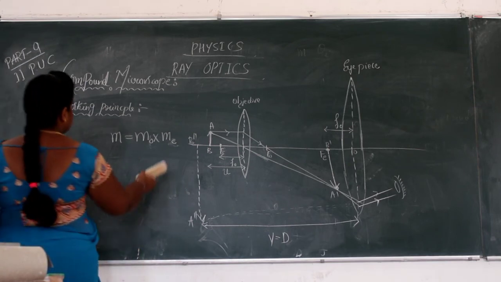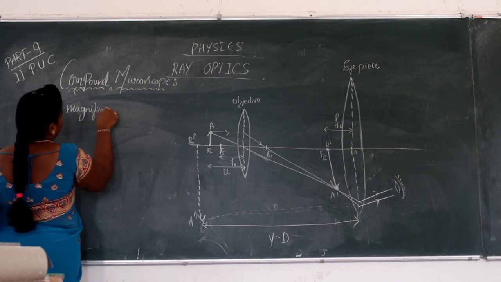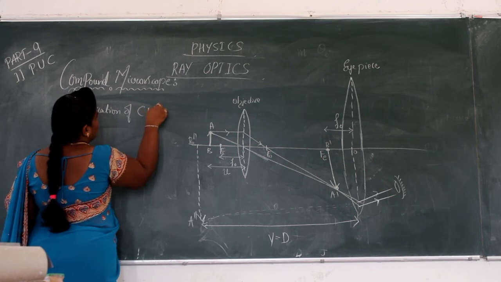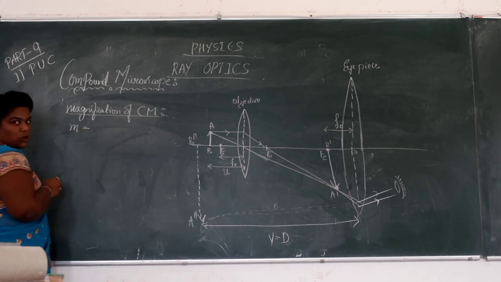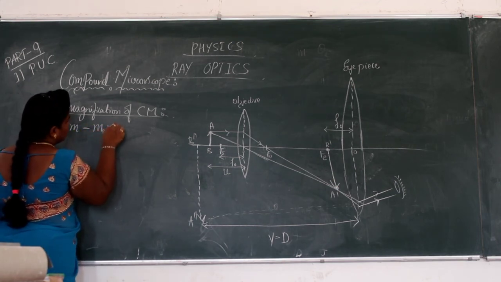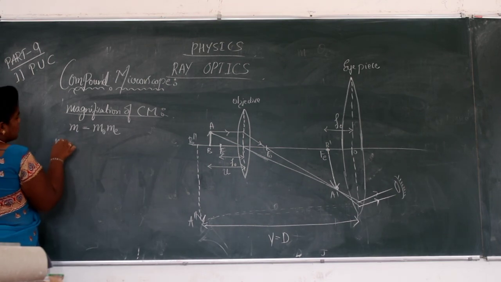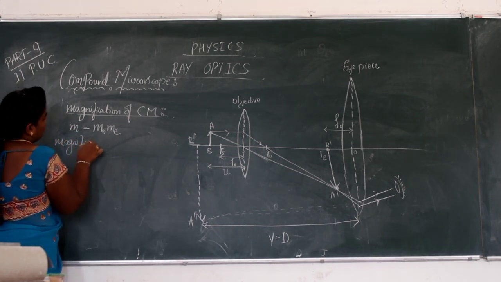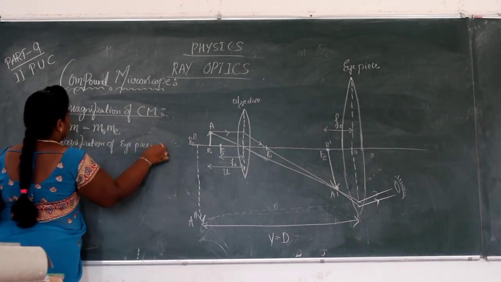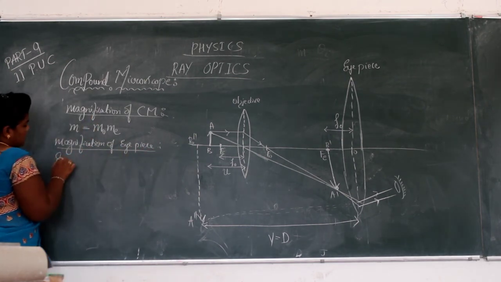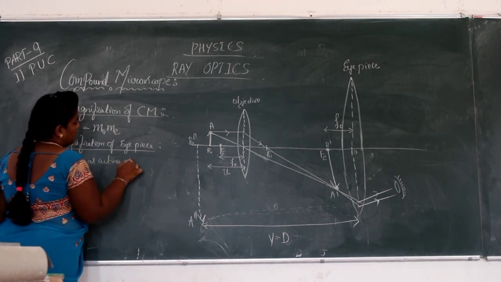Now let us write the magnification of the compound microscope. The magnification of the compound microscope is written as the product of the magnification of the objective lens and the magnification of the eyepiece. Now I am moving towards the calculation of the magnification of the eyepiece. What is the magnification of the eyepiece? See, the eyepiece is acting as a simple microscope.